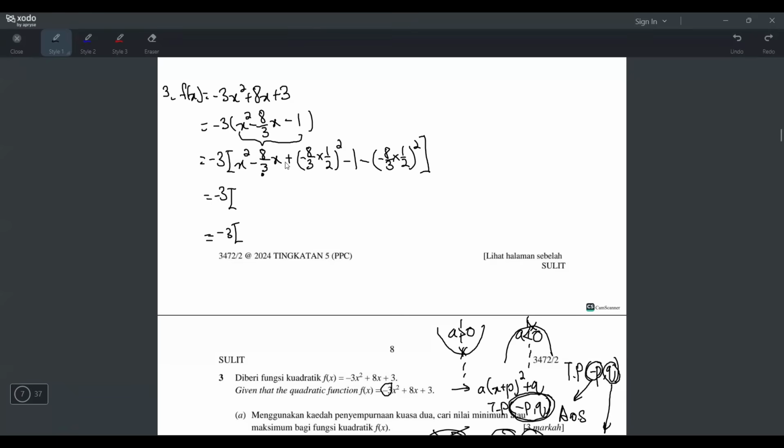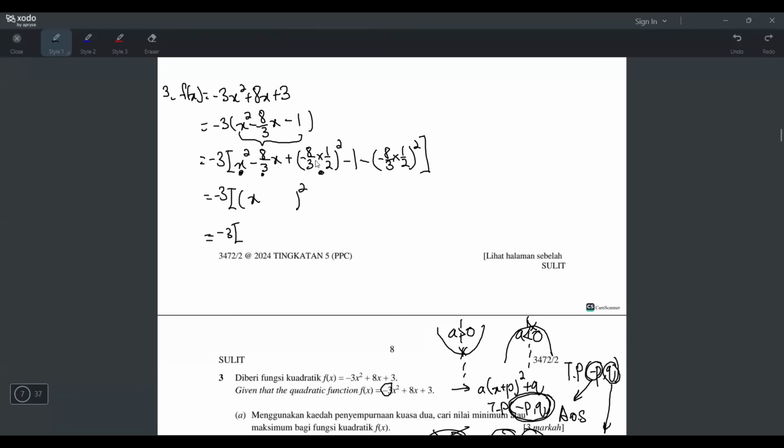Alright, this is how I teach my students. I always tell them, don't look at this. Just focus on this and this. And can you see they both have square? So you can put bracket square like this. And then whatever inside, you just put it inside the bracket. So x, you write inside. And this one ignore. This one jangan tengok.